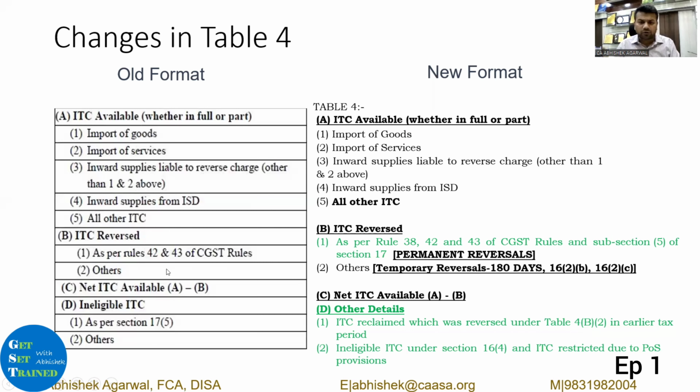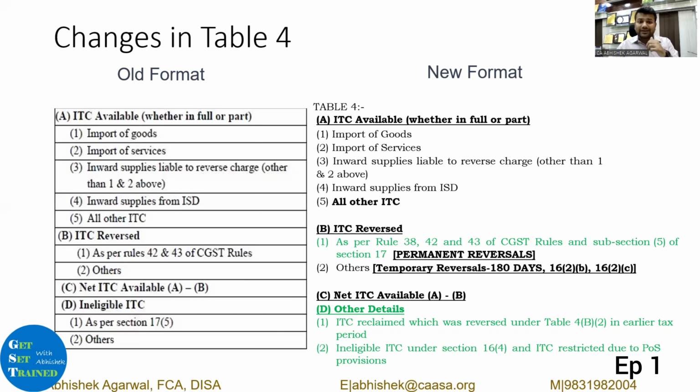Now what they're expecting from us is reversal as per rules 38, 42, 43, and 17(5). Rule 38 is a reversal for banking companies. Rules 42 and 43 are common credit reversals for an organization that makes both exempt supplies and taxable supplies. And 17 subsection 5 is nothing but blocked credits.